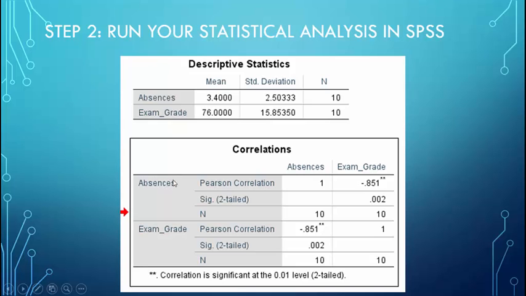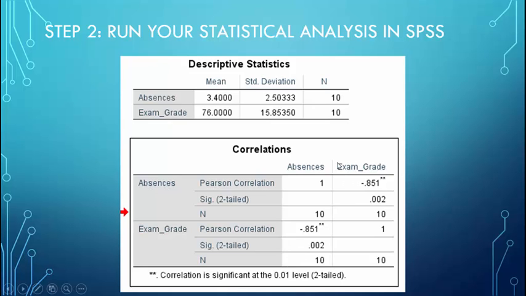And then you've got your correlation here between absences and exam grade. Here's your correlation of negative 0.851. So the r is negative 0.851. It's a negative correlation because we have this negative sign. And 0.85, well, that's a very strong correlation. That's pretty close to negative 1. And again, you get the same redundant information here. This is looking at the correlation between exam grade and absences, which is the same as the correlation between absences and exam grade. You can ignore it.